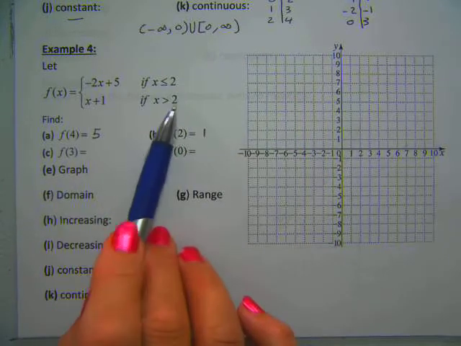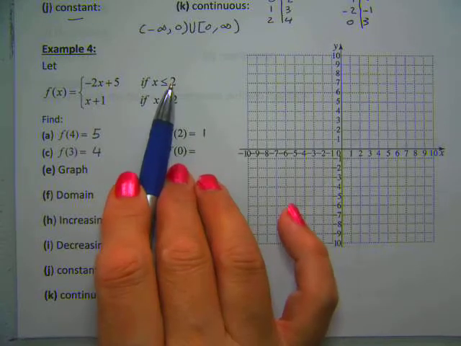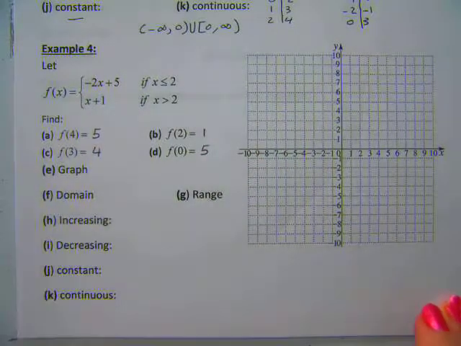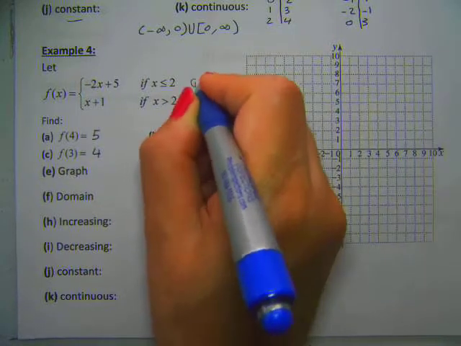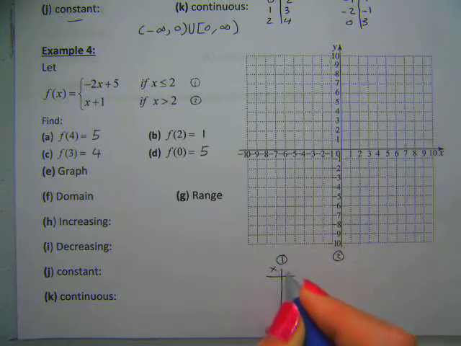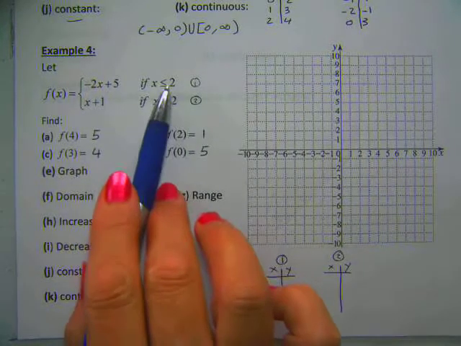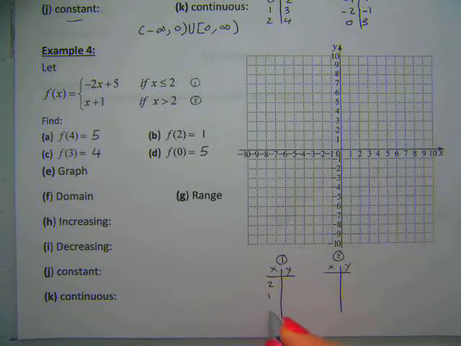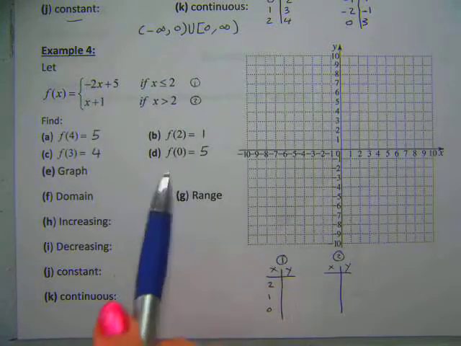F of 3, 3 is greater than 2, so we're going to evaluate it here. 0, 0 is less than or equal to 2, so we're going to evaluate it there. Now to graph, let's do this again together. I'm going to call this 1 and 2, and we're going to give points. For the first one, we need points that are less than or equal to 2. 2 is included. So 2, then less than: 1, and 0. Let's evaluate at 2. We already did, but that's okay.